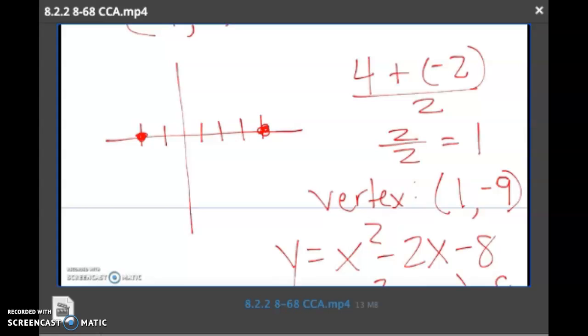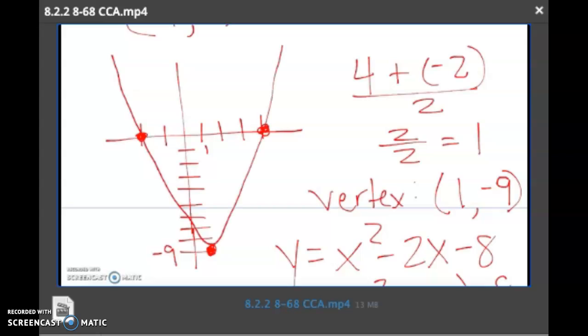So I'm going to go ahead and plot that. It is at 1, negative 9, so it'll be down here, about there. I'm going to go ahead and do a nice little sketch of that parabola.